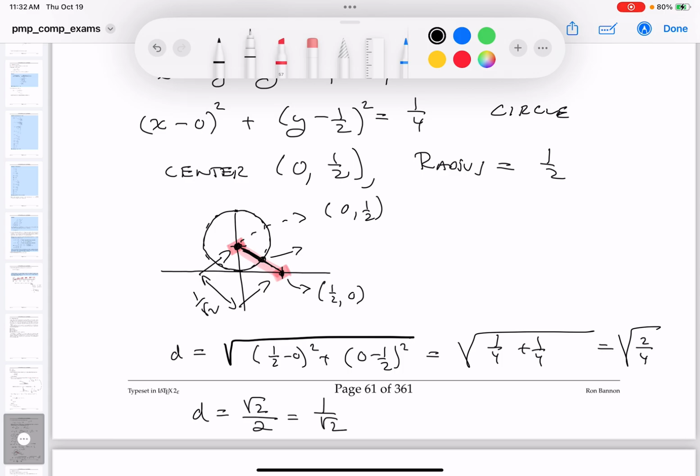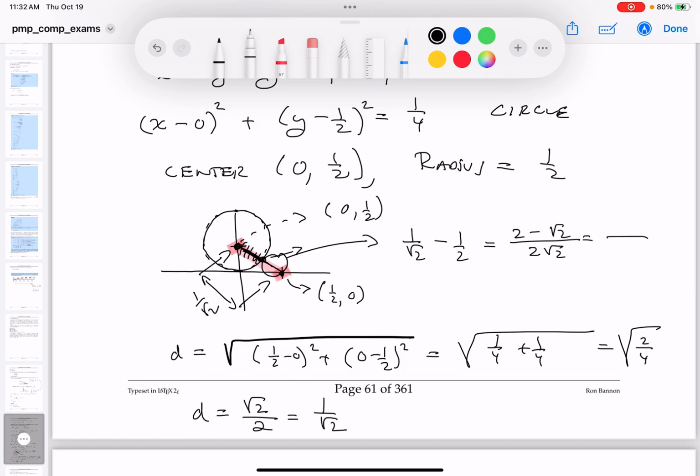What's the radius, though? It's 1/2. So what's this distance over here going to be? It's going to be the full distance, which is 1 over root 2, minus the radius. The radius is 1/2. Let me write that down for you. I'm going to write it a little differently. I'm going to write it as (2 minus root 2) over 2 root 2.